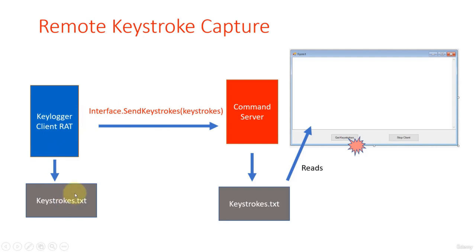It will read the keystrokes file, read whatever strings are inside it, and send them as a parameter to the send keystrokes method, which is on the server side. When the server receives these keystrokes, it will open a file called keystrokes.txt. If the file does not exist, it will be created, and whatever keystrokes have been sent over will be saved to this file, so that when the user on the attacker machine next clicks the get keystrokes button, it will read the contents of this file and display it in the text box.